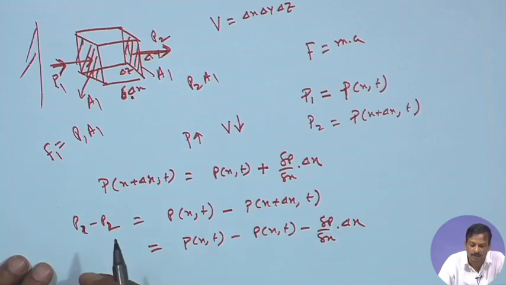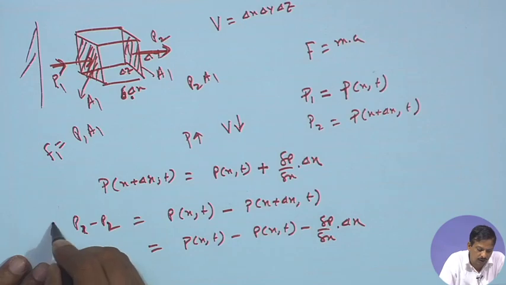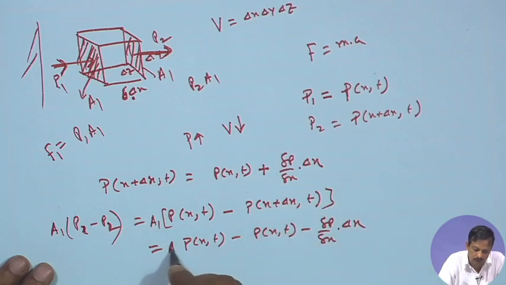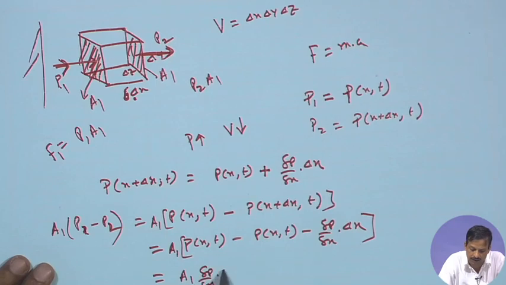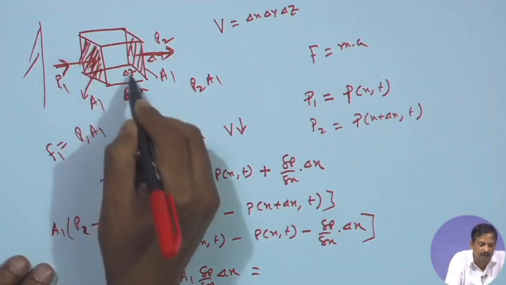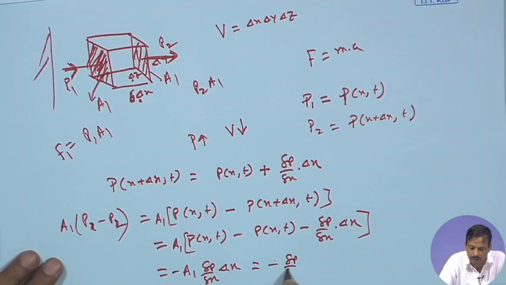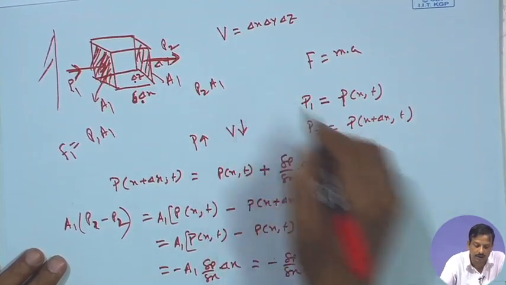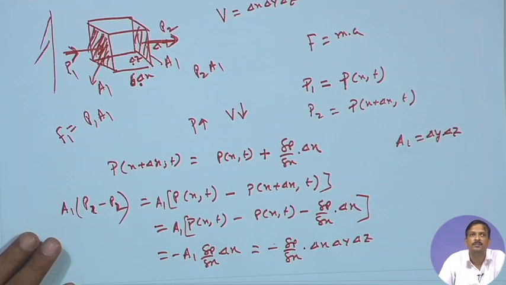Now, if I say what is the force acting on this plane, it is pressure multiplied by the area. So it is A1 multiplied by the pressure gradient, that is A1 del p by del x into del x. What is A1? It is the cross sectional area of this plane, which is nothing but del z into del y. So I can say it is minus del p by del x into del x del y del z, because A1 is equal to del y into del z.